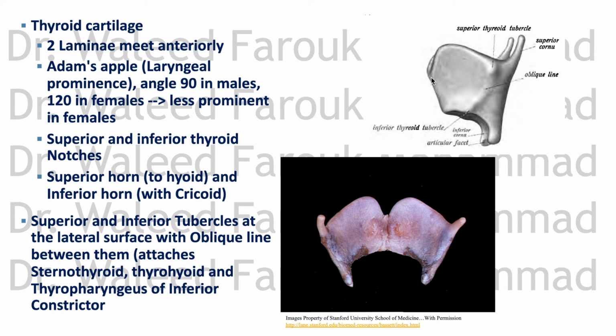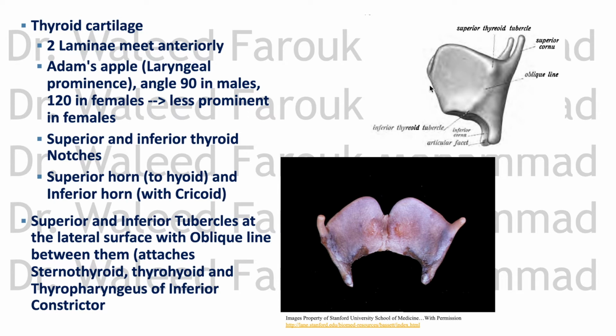This is called the laryngeal prominence. See that? This is the laryngeal prominence, or Adam's apple. It's more prominent in males rather than females. And because of the angle, you have a superior notch and an inferior notch, guarding the tips of the angle of the thyroid. So you have two laminae joined at an angle. The angle differs between males and females, and it has two notches, and the protruding part is called the laryngeal prominence.